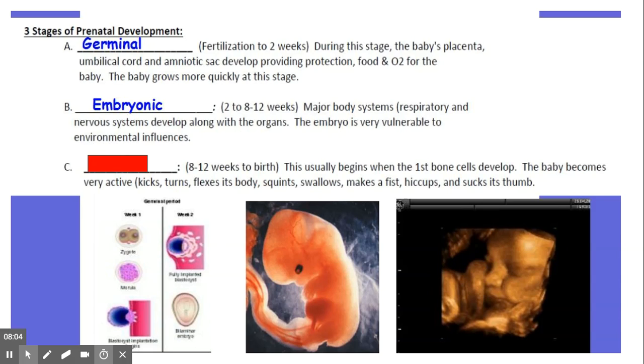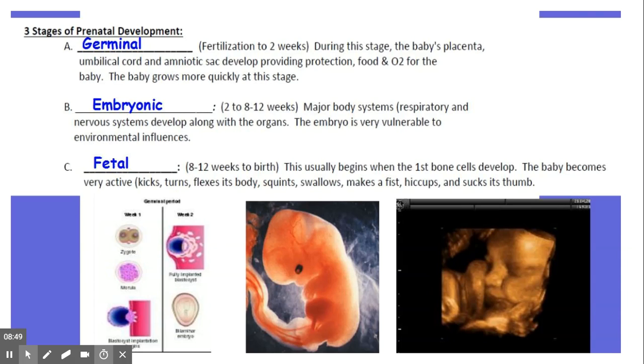And then finally, again, the fetus, roughly 8 to 12 weeks up until the time the baby is born. Usually when a child hits this stage, we have the development of the first bone cells. As the baby develops and grows, the baby can become very active. Usually about 20 weeks of gestation, about halfway through, a mother will recognize the baby's movement, and it feels a lot like a fluttering inside your tummy. You can feel the kicks and the turns. As the baby grows larger, mothers will have a tendency to feel the flexing of the baby's legs and arms.